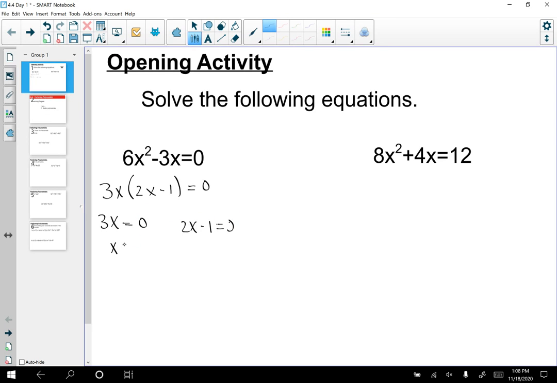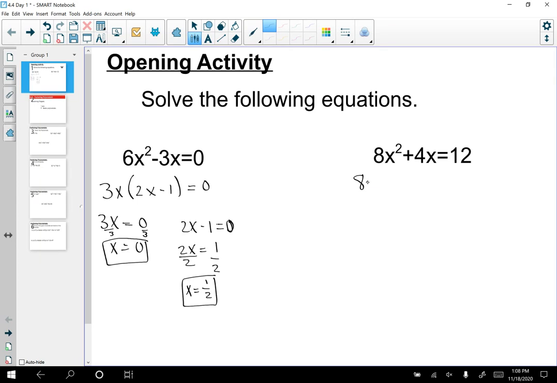And here we get x equals 0, because I just divided by 3 there. And then I get 2x equals 1. And then I divide by 2. I get x equals 1/2. And I get x equals 0. Remember, quadratics have two answers or two solutions.